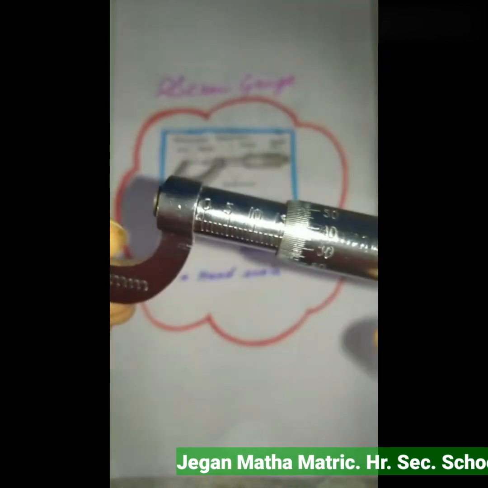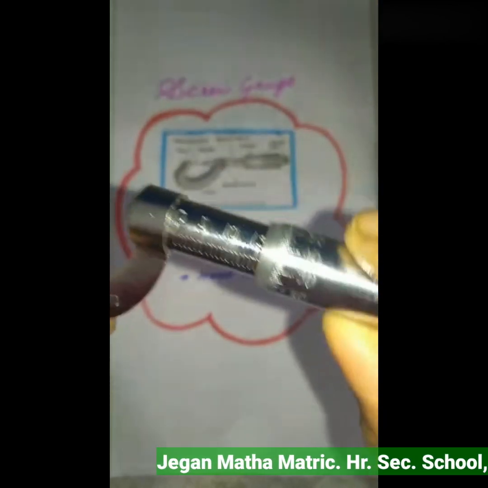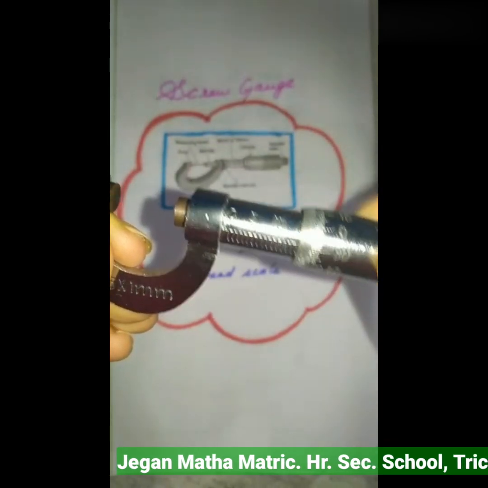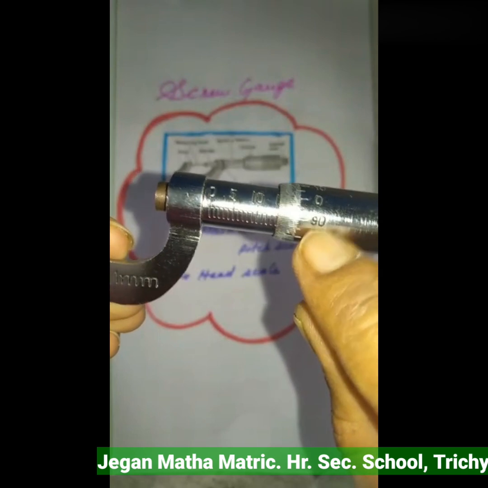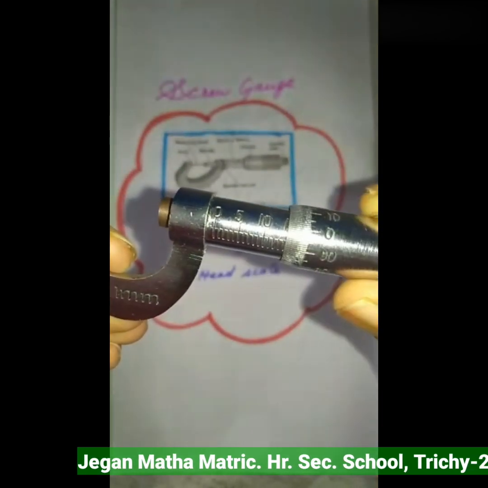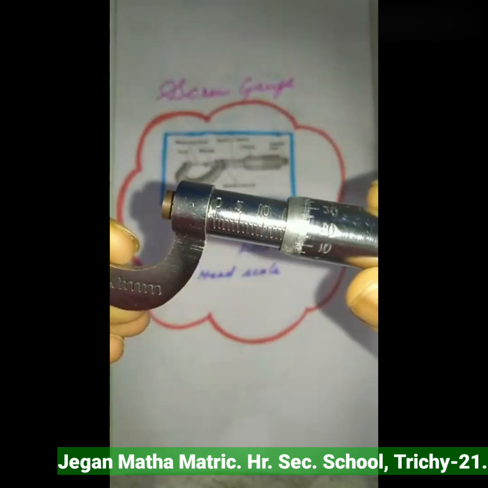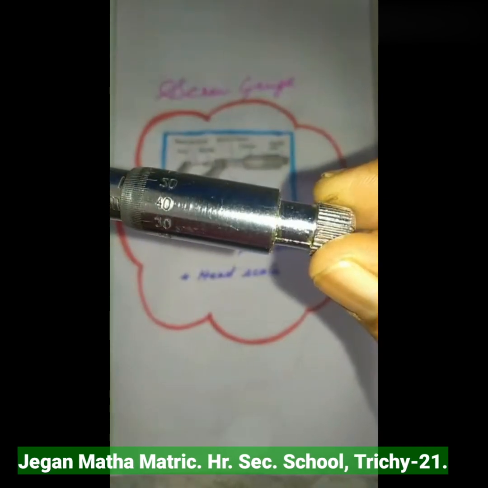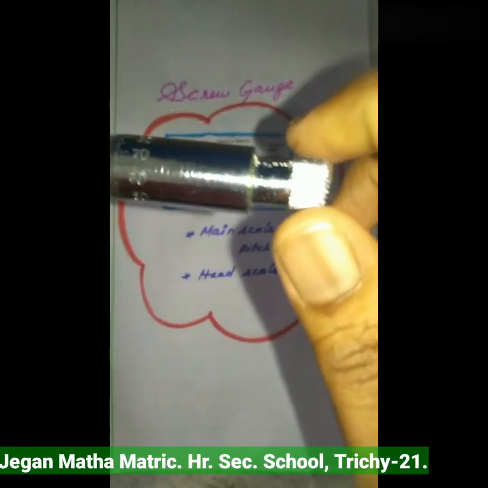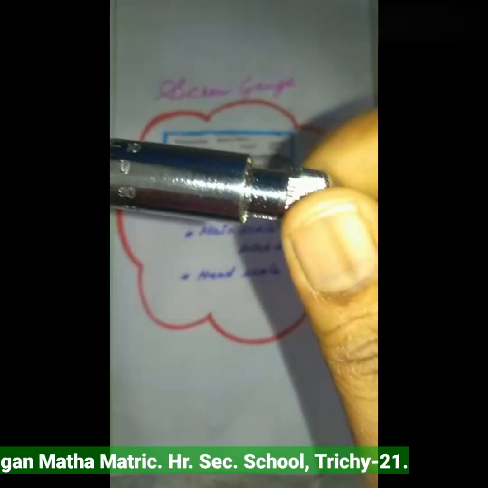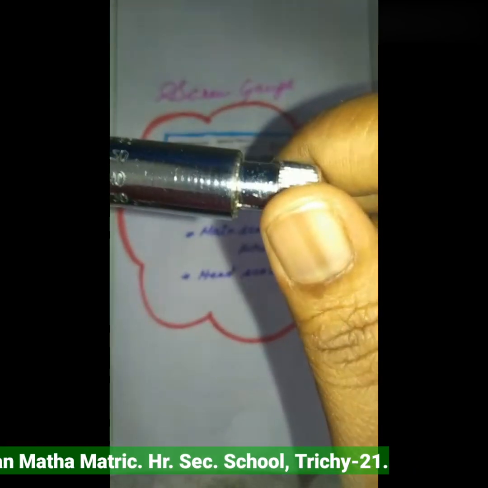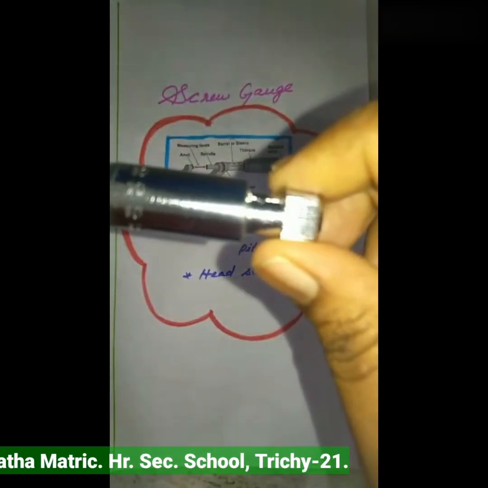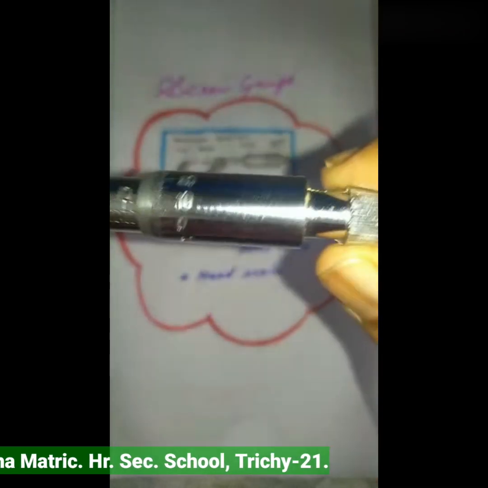Next, this is the circular scale. The circular scale is graduated with 100 divisions. Next, this is the ratchet arrangement. That is known as a safety device. It is used to prevent the user from exerting undue pressure.